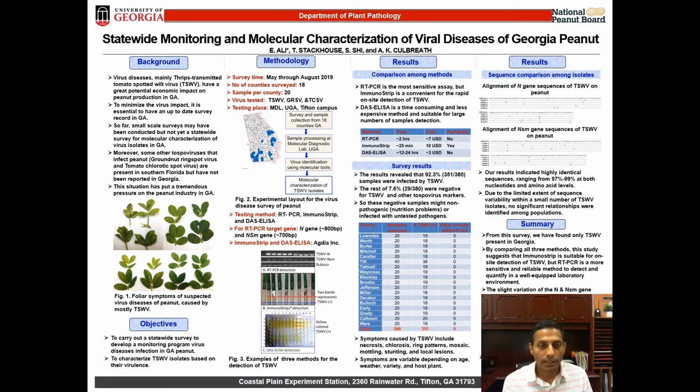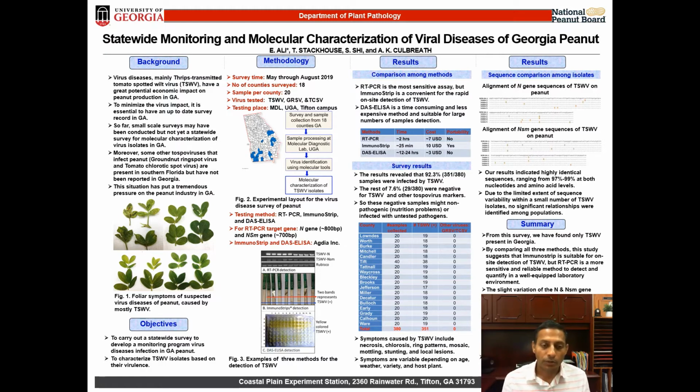The survey was conducted from May 2019 through August 2019. In total, 18 counties in Georgia were surveyed, with 20 samples per county. We tested for 3 different tospoviruses: TSWV, GRSV, and TCSV. As you see in figure 2, here's the Georgia county map. In the blue colored area, we have collected our samples. All those samples were processed and characterized at the Plant Molecular Diagnostic Lab, University of Georgia, Tifton campus.